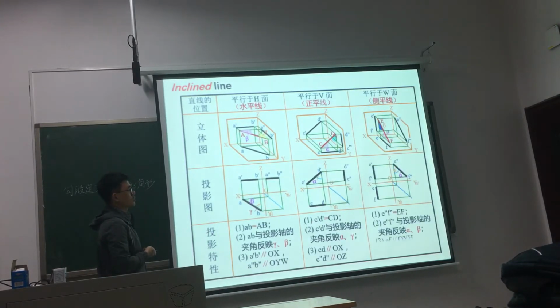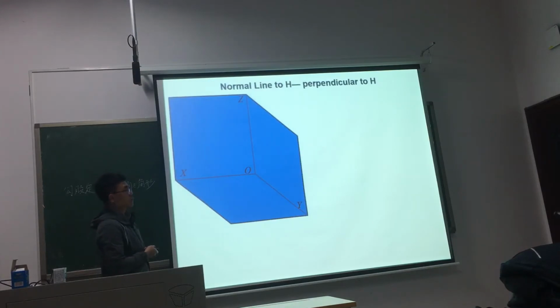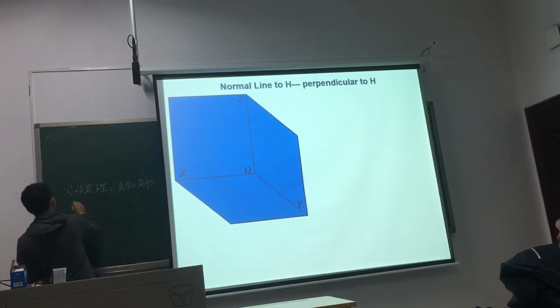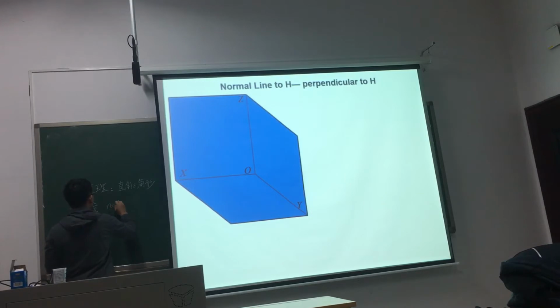Okay, we have taken maybe 7 minutes to do the review. So another kind of line we call in Chinese 垂直线. In this PowerPoint we call that a normal line. We also have 3 kinds of perpendicular line. The first one, this one is perpendicular to H, means what?